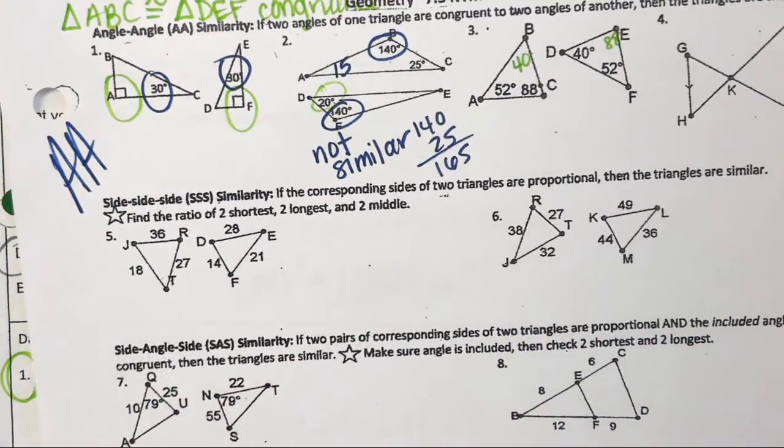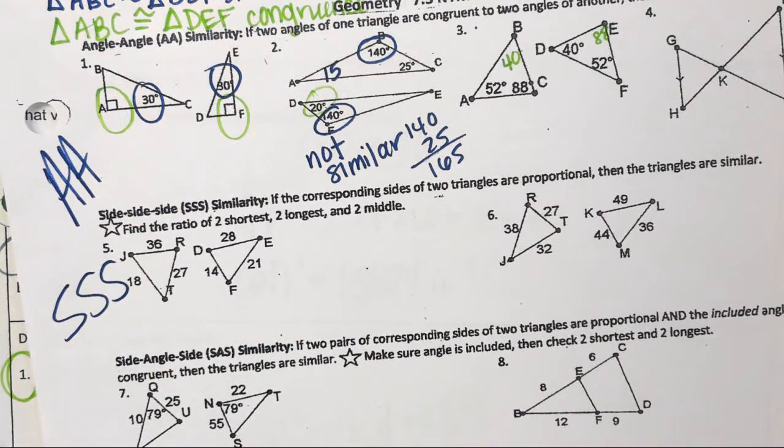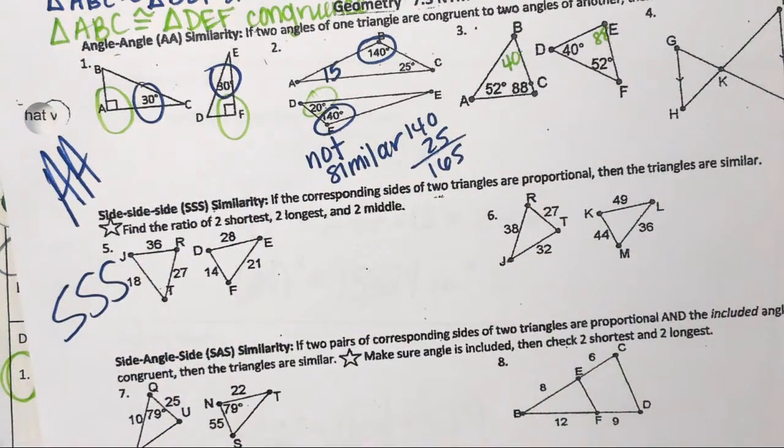Okay, and then you love side, side, side. But in side, side, side, we were looking with congruent triangles. Their sides had to have the same numbers. Similar triangles, they don't have to be the exact same size. So what we're going to do is the largest over the largest, the middle over the middle, and the smallest over the smallest. So what is the smallest number in triangle JRT?